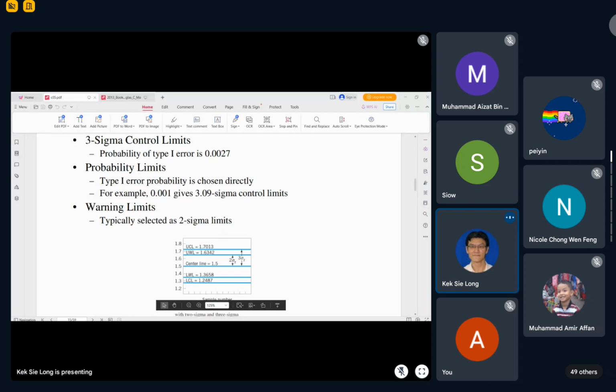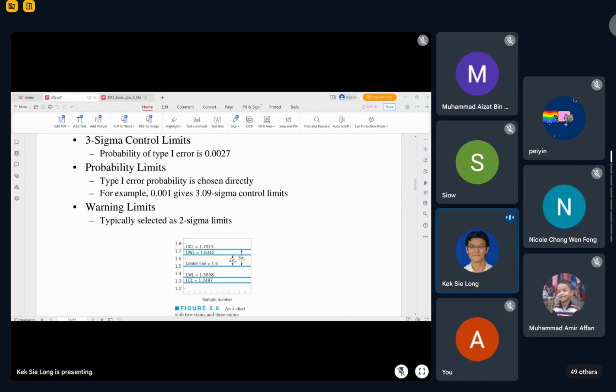If you refer to the control chart at the bottom, there are 5 lines here. The first line and the last line are the 3 sigma control limits. So when we say outside of the 3 sigma control limit, it means that the point is greater than 1.7, or the point is less than 1.3. This is called outside of control limit.